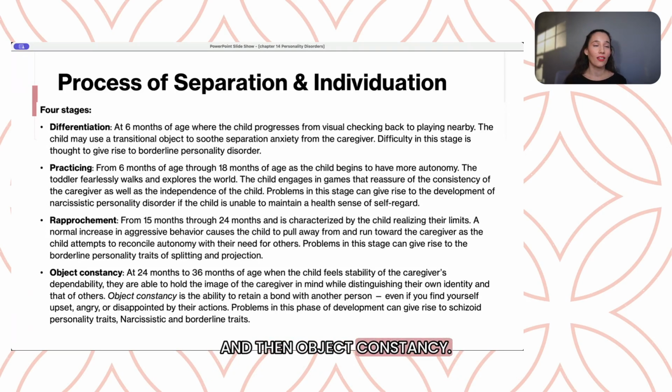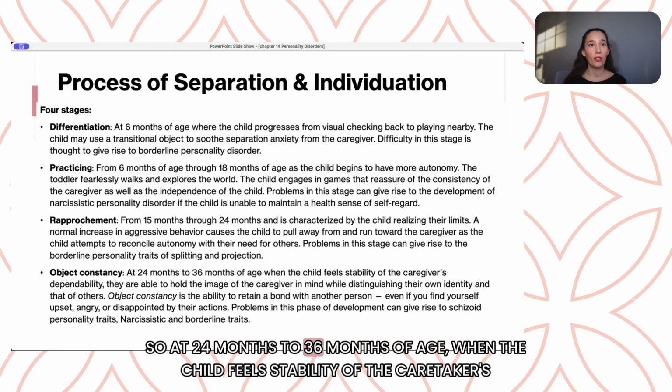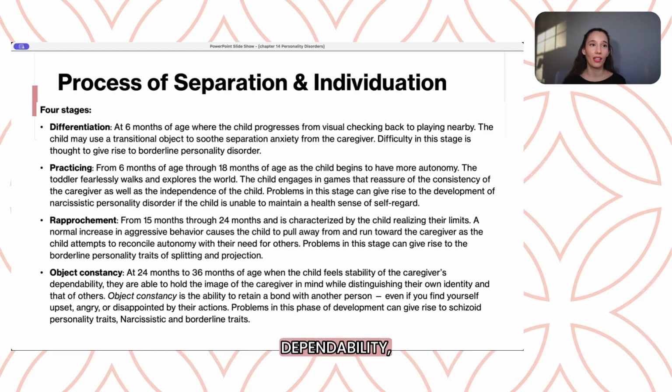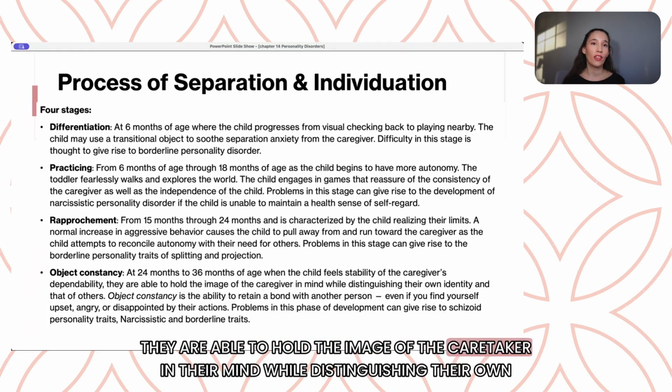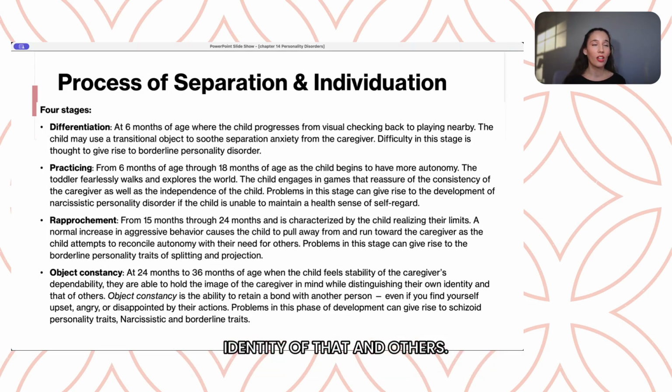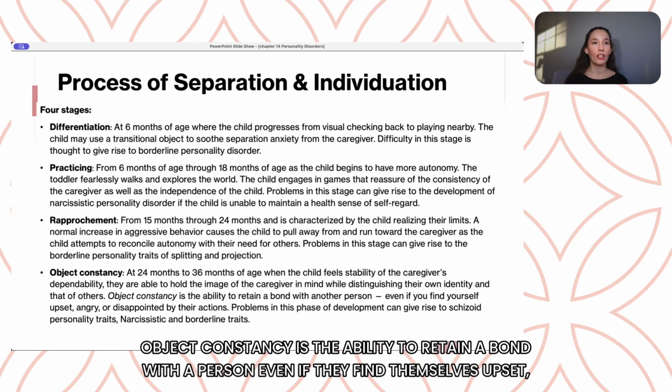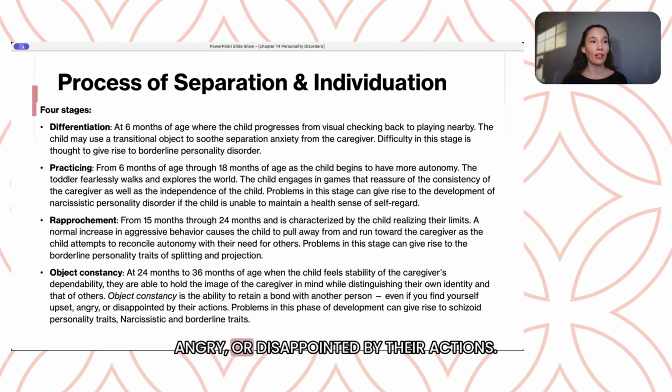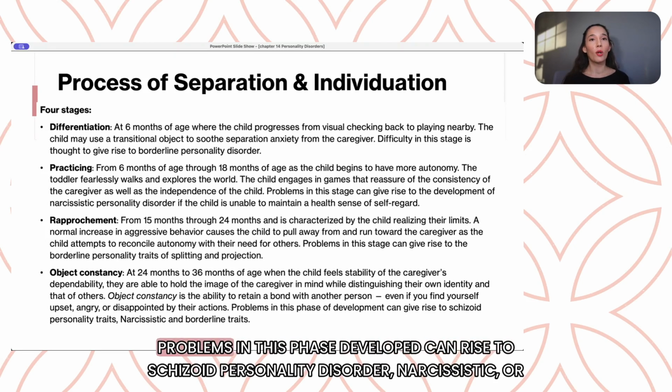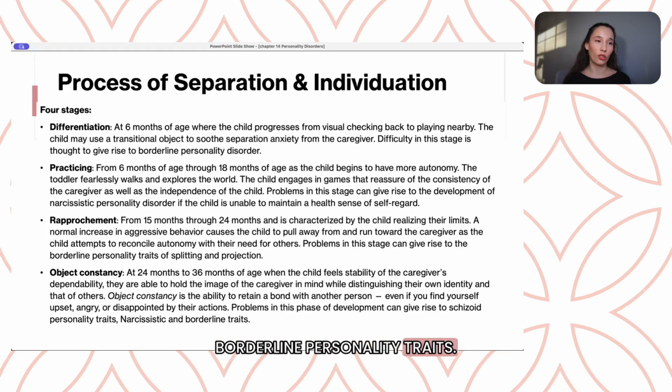And then object constancy, at 24 months to 36 months of age, when the child feels stability of the caretaker's dependability, they are able to hold the image of the caretaker in their mind while distinguishing their own identity from that in others. Object constancy is the ability to retain a bond with a person, even if they find themselves upset, angry, or disappointed by their actions. Problems in this phase can give rise to schizoid personality disorder, narcissistic or borderline personality traits.